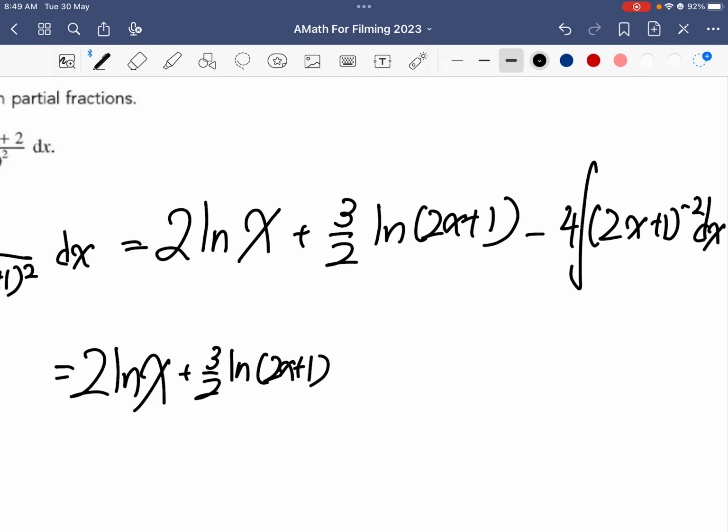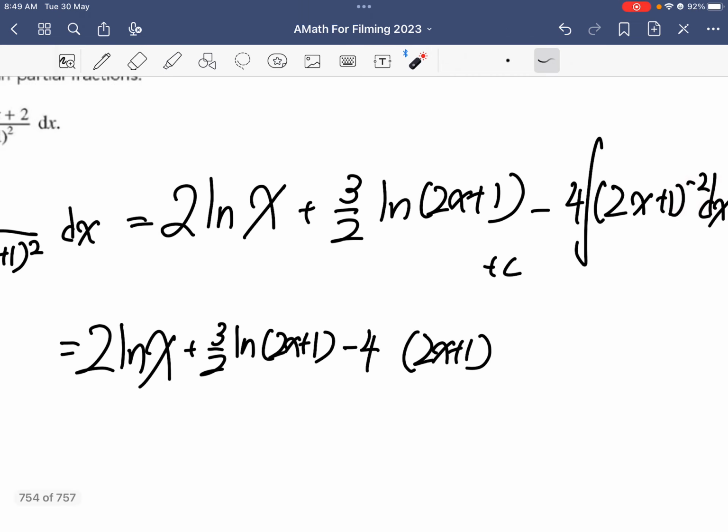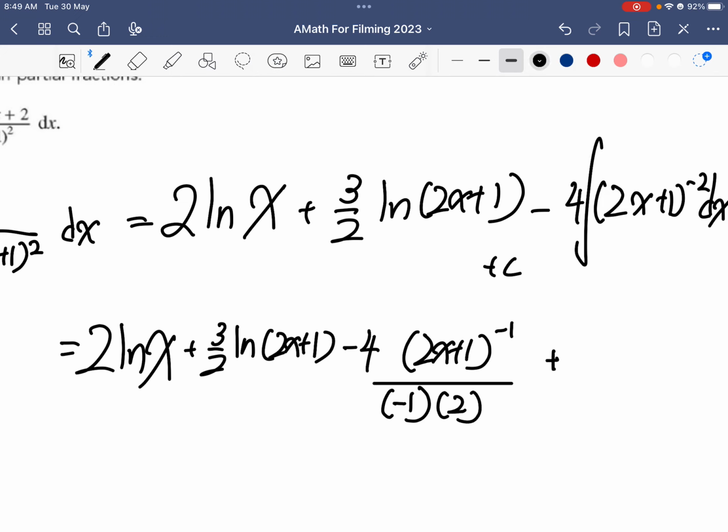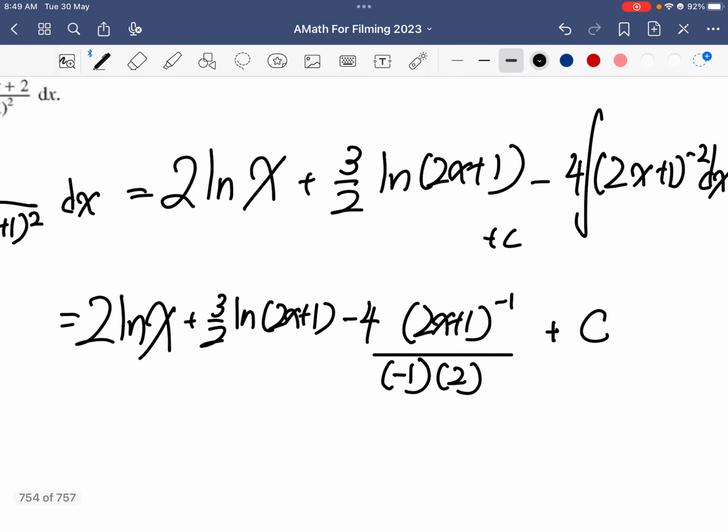So you get 2 ln x plus 3 over 2 ln of (2x plus 1). Okay, I forgot the plus c. So what I get is negative 4, so negative 2 down here. First, what I do here is negative 2, my power plus 1 will give me negative 1. Then I divide by my new index. Then don't forget to differentiate 2x plus 1, which gives you 2, so divide by the 2 itself. Then all the integration yields a plus c over there.